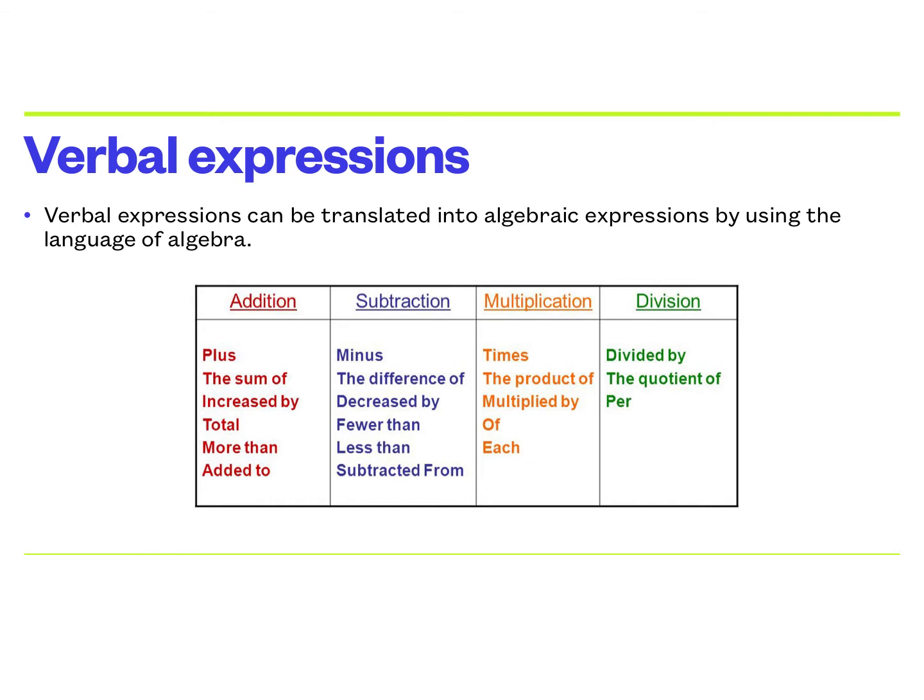So here's some keywords that we see that mean addition. Some of those words are plus, the sum of, increased by, total, more than, added to. We have some common words that we see for subtraction: minus, the difference of, decreased by, fewer than, less than, subtracted from. Multiplication, we could say times, the product of, multiplied by, of, or each. And division, divided by, the quotient of, and per.